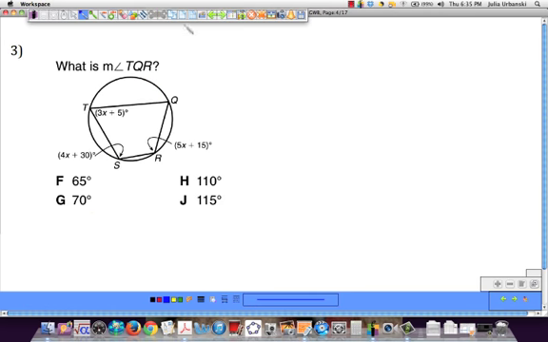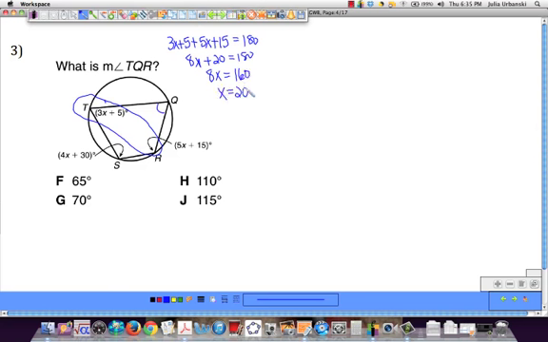Number 3. Measure of angle TQR. This is the one that they want right here. All right, well, this quadrilateral is inside the circle, so that means the opposite sides are supplementary this time. They add up to 180, so 3x plus 5 plus 5x plus 15 adds all up to 180. That's 8x plus 20. Subtract 20 from both sides, you get 160, and x equals 20.